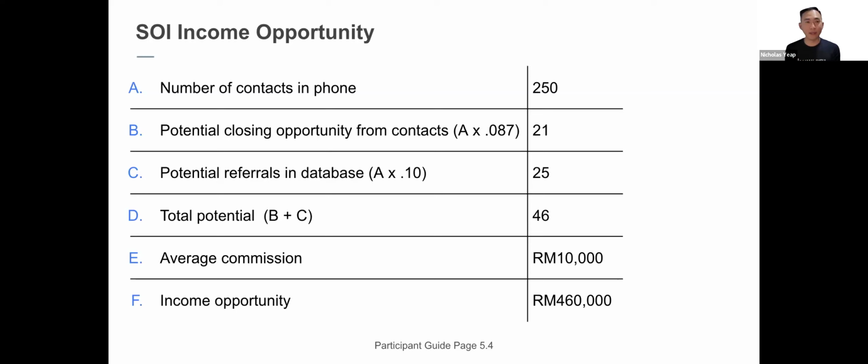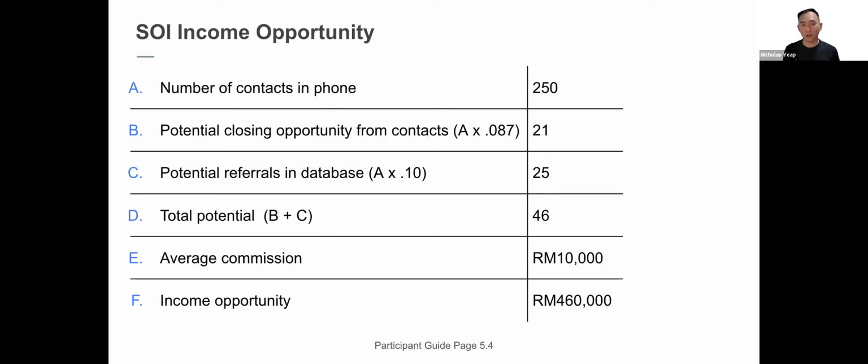From the number of contacts in the database that you have on your phone, let's say approximately 10% of them are going to refer you businesses. So that will be about 25 people that will refer you business. Of course, for people to refer you business, you have to ask for the referrals. If you don't ask for referrals, this 25 will never happen.